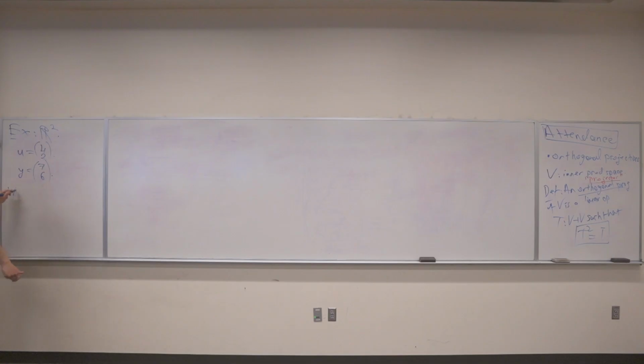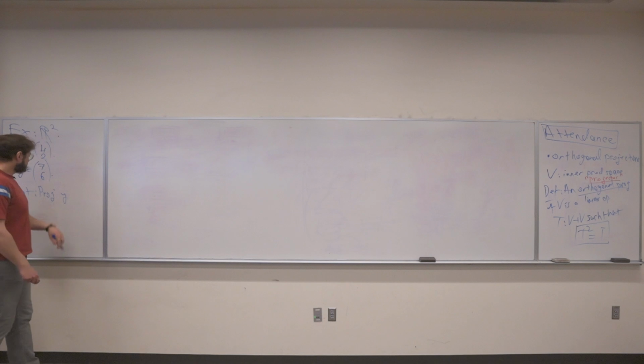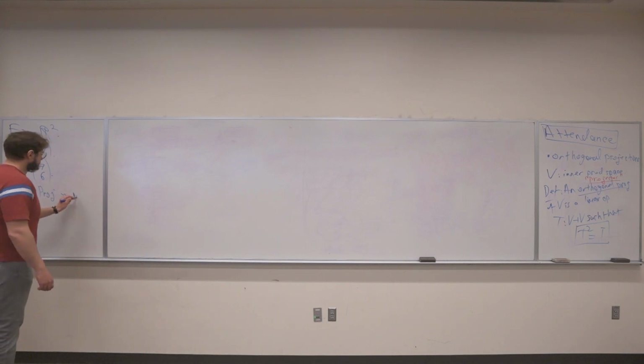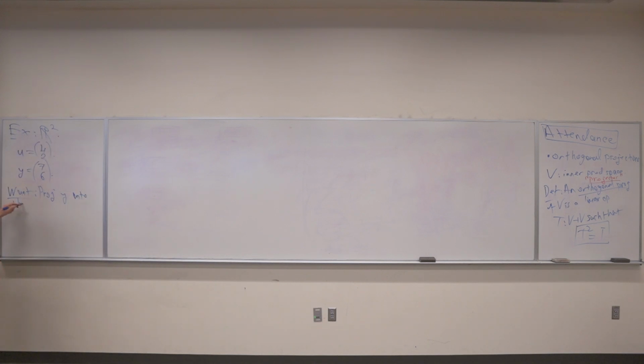So I'll write it. Project y onto u, onto the span of u, maybe. I'm going to write this vector as proj sub u of y. That's sort of the notation they use, and they call it y hat in the text, even though this notation is not very universal. So that's going to be another vector. Let's try to figure out what this should mean.